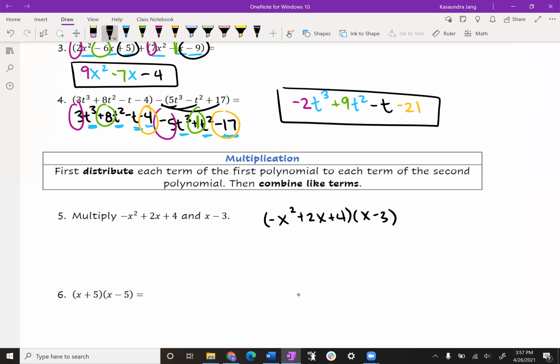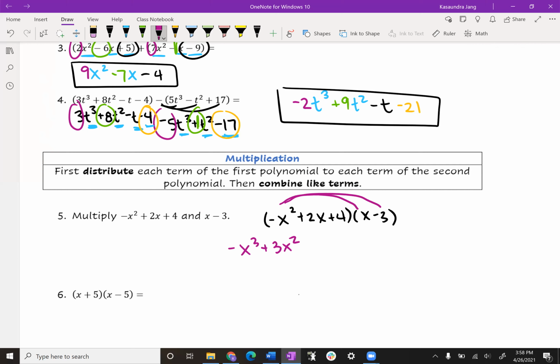All right, and then according to this, I distribute one at a time. So I'll probably distribute my -x squared to everything in the other parentheses. Notice I did not multiply anything in the same parentheses. I multiplied it to the other parentheses. So I get a -x squared times a +x is a -x cubed. And my -x squared times the -3 is a +3x squared.